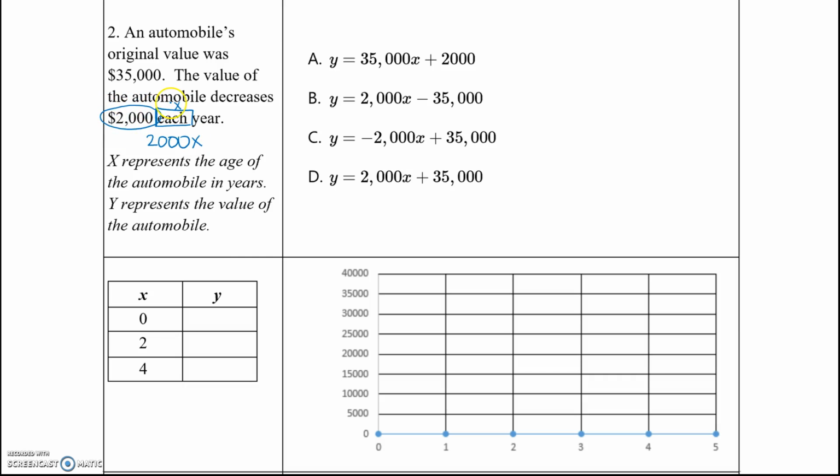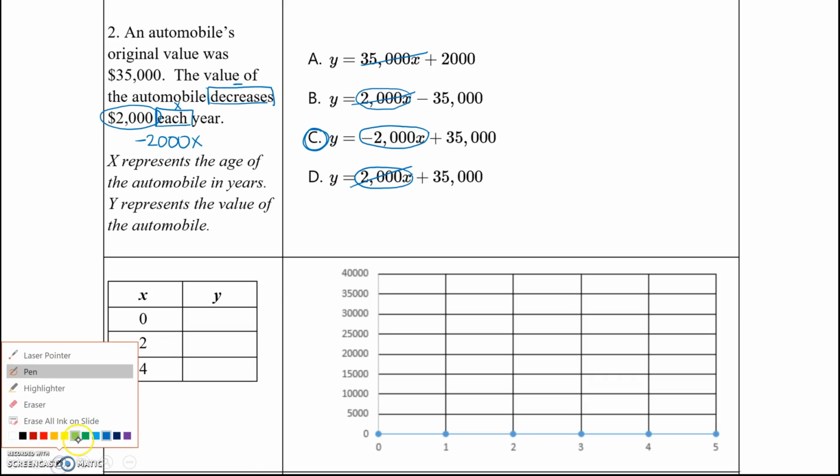Right? Okay, so it says it decreases, so that's going down 2000x, so negative 2000x, right? So I'm going to go ahead and look over here, and I want negative 2000x. So this top one, well, x is with the 35, no. Second one, 2000x, but it's positive, so no. Third one, I have negative 2000x. That looks good. And then the fourth one, I have 2000x. Oh, look at that. We already found our equation based on our rate of change. Then I'm going to keep going, though, and look at the rest of it.